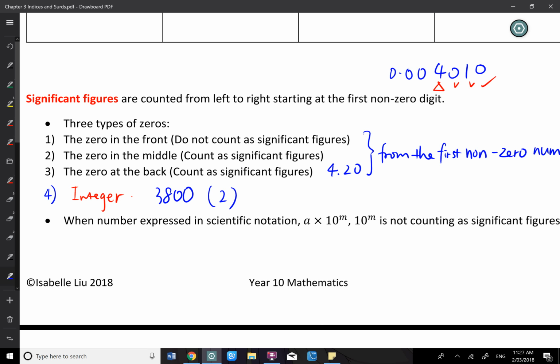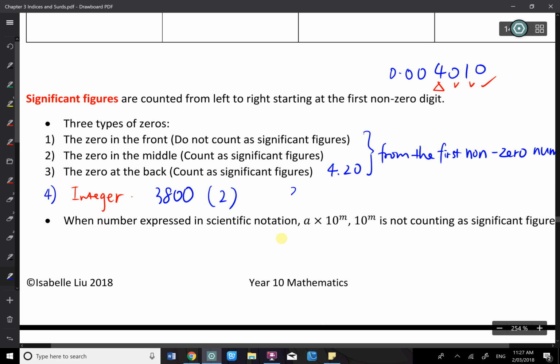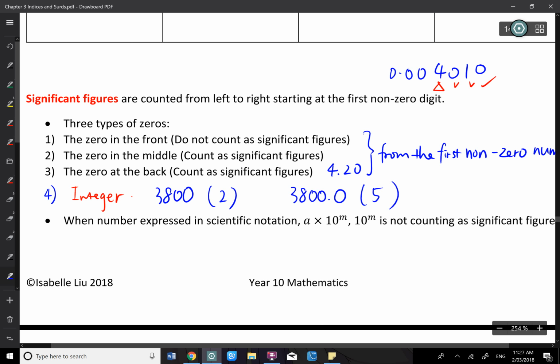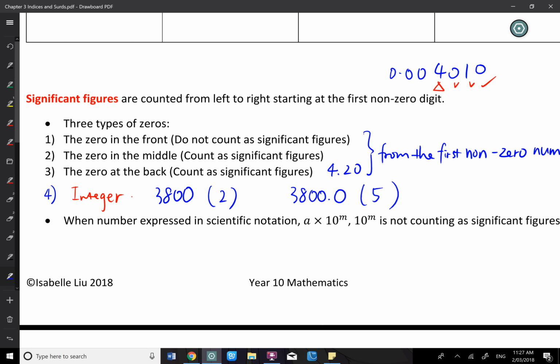So, but if I change this question here, 3800.0, then there are 5 significant figures here because it's not an integer anymore. If it's not an integer, I can count all the numbers after the first non-zero digit. This is not an integer, so no exception. Start from 3. 1, 2, 3, 4, 5.